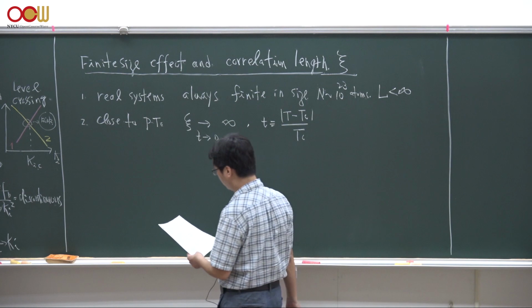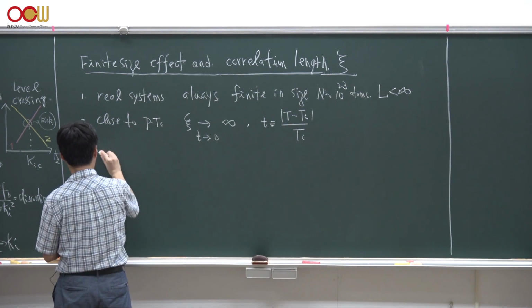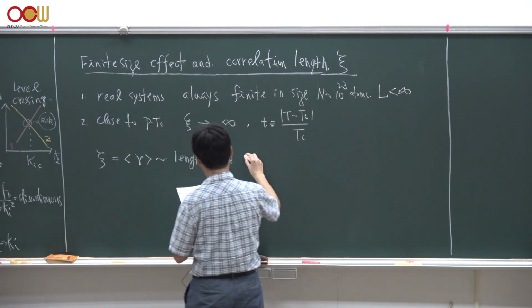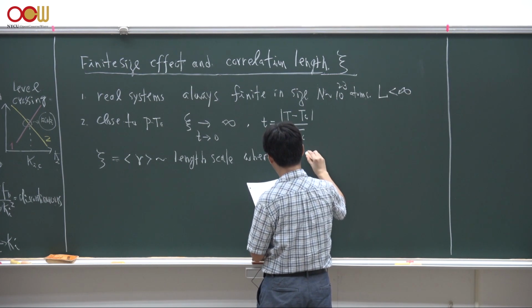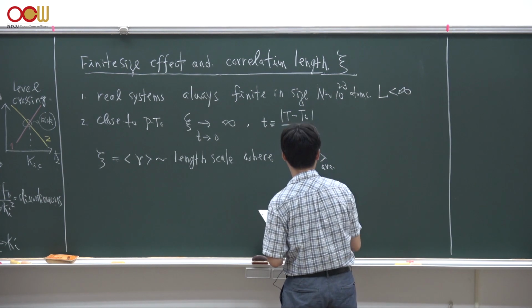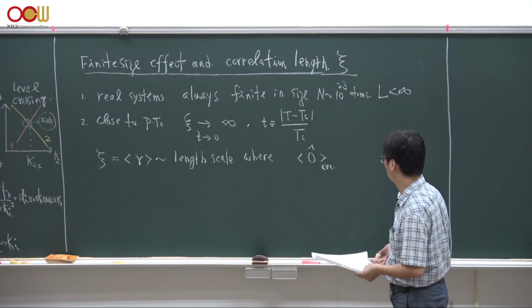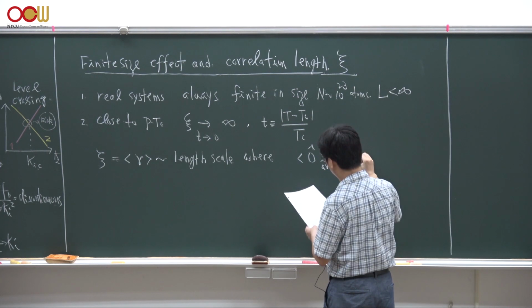But what is the official definition of the correlation length ξ? So this correlation length is defined as a length scale R, where this finite size system shows the following property: that if we measure the density of the system and also the fluctuations of the density of the particles in this large but finite size system, they are comparable.